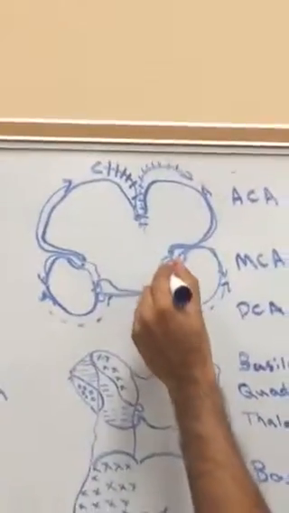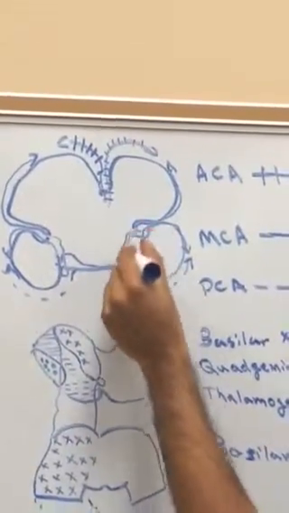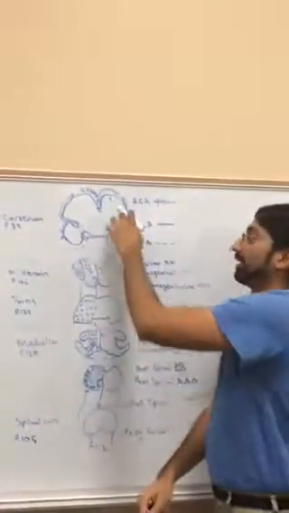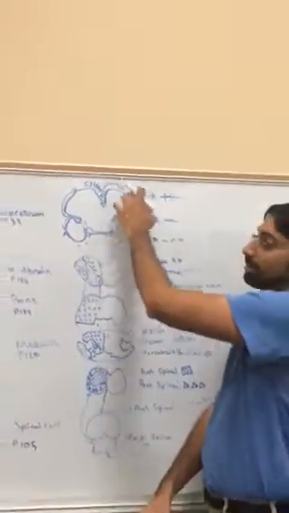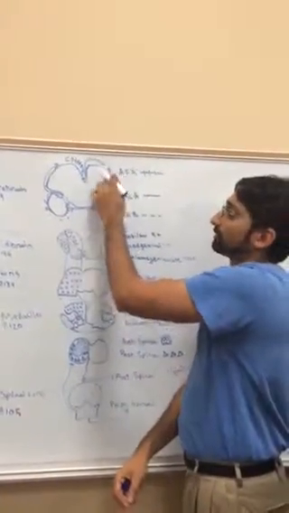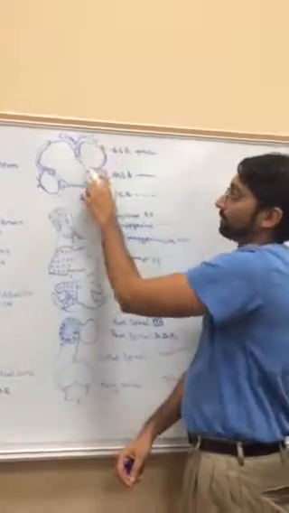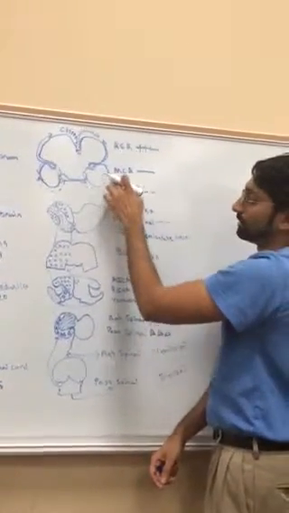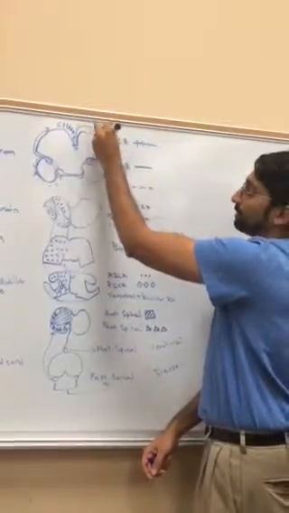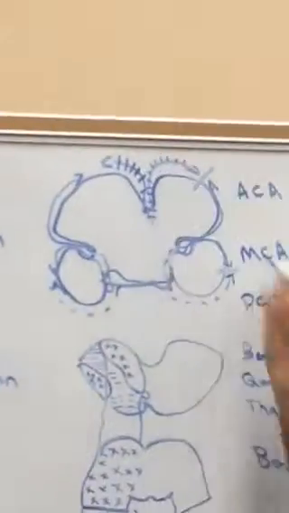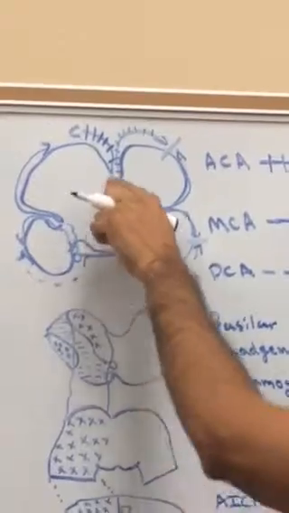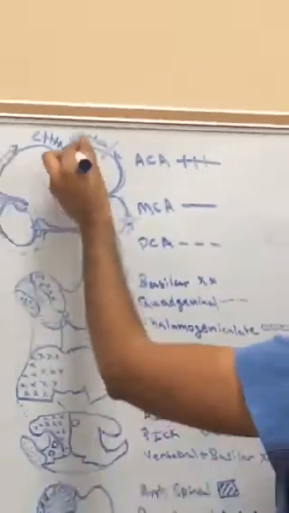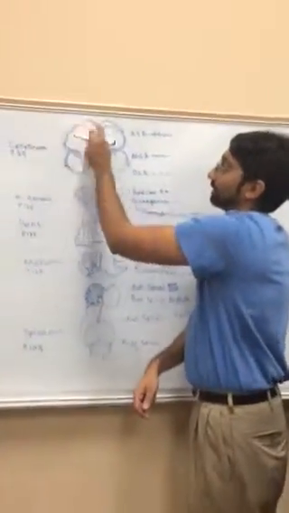So the MCA basically goes up like this, and it comes out and goes in both directions. So that's why it will do the vast majority of the external cortex. Do you see how those arrows are going? Okay, and so here is the division between the PCA and the MCA. Here is our division between the MCA and the ACA. And then the ACA comes up the center and then goes out towards the sides like this. And so that's why it only does this area up here.